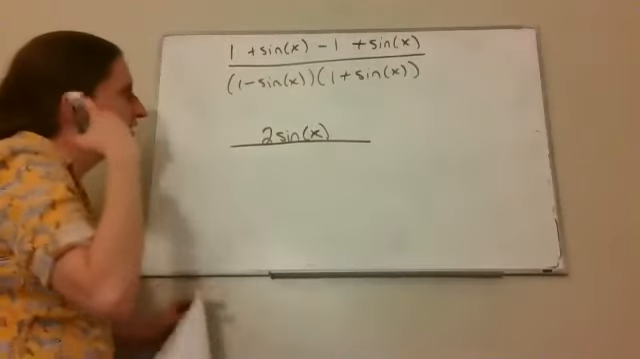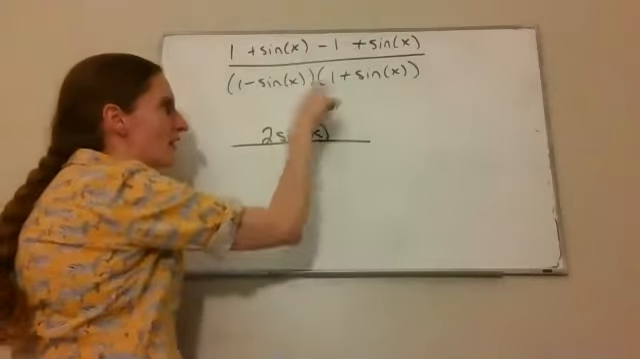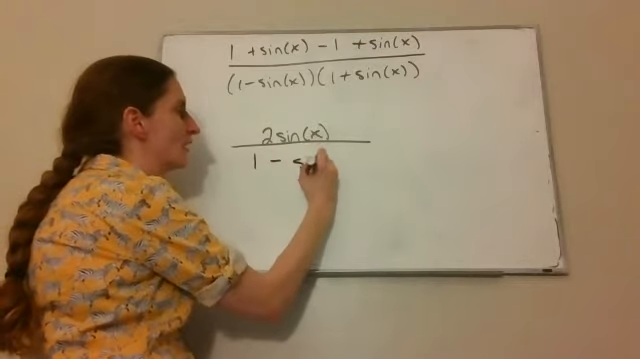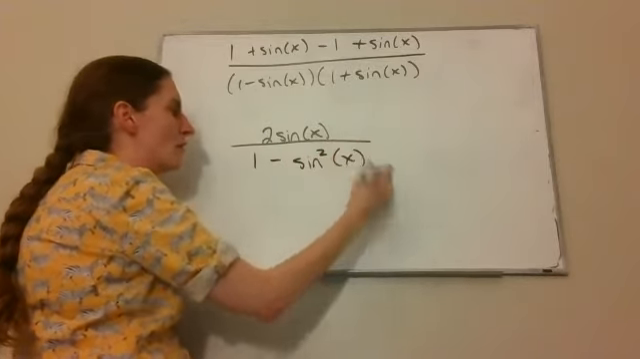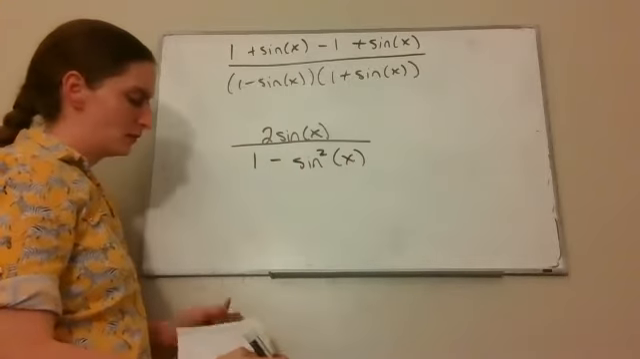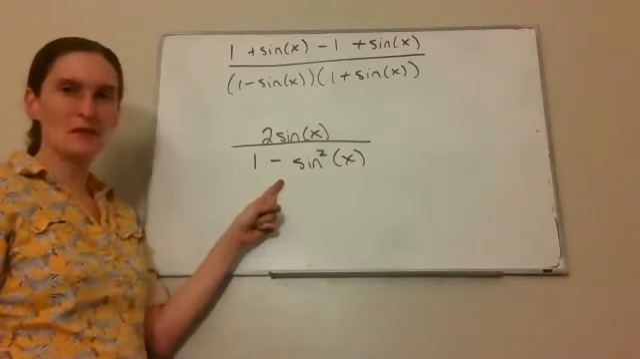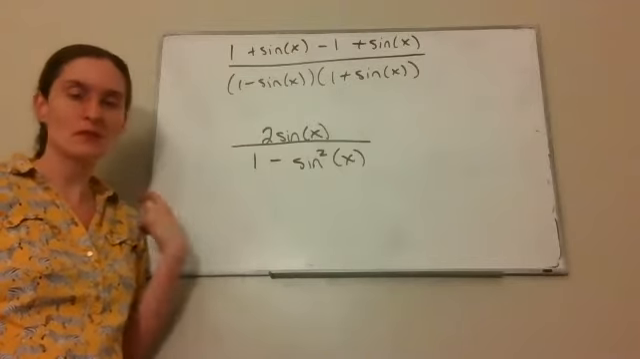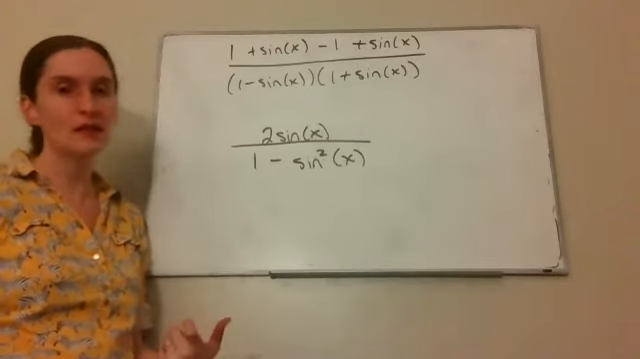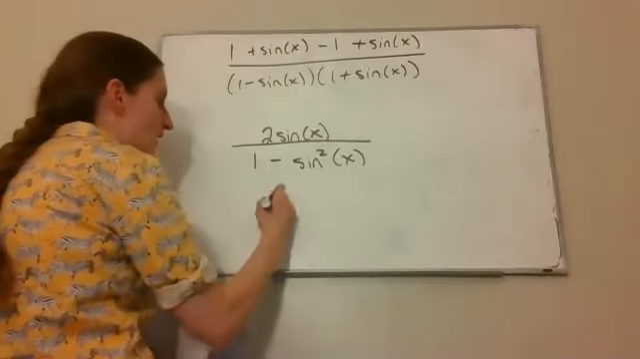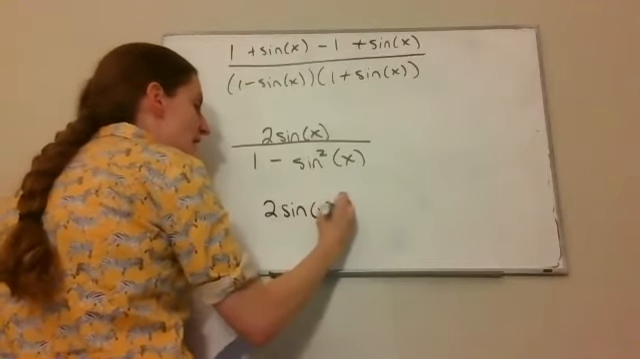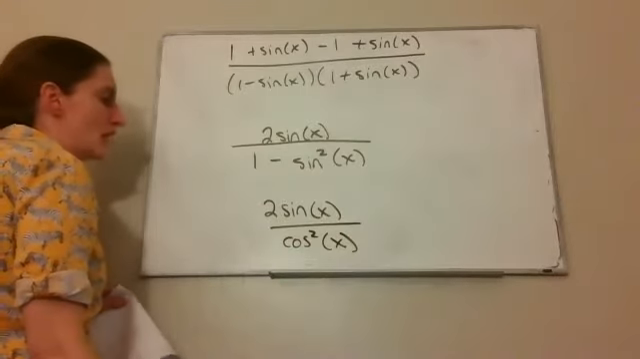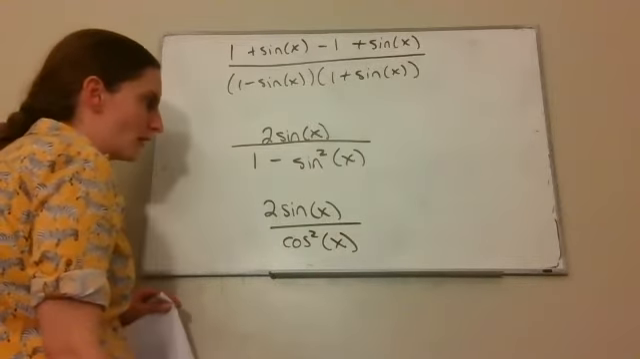My denominator, I can distribute everything. This is actually the factored version of a difference of squares. When you distribute everything and combine like terms, 1 minus sine squared of x. We know this guy though. Sine squared plus cosine squared is 1. So 1 minus sine squared is cosine squared. Using that Pythagorean identity, I have 2 sine of x over cosine squared of x.